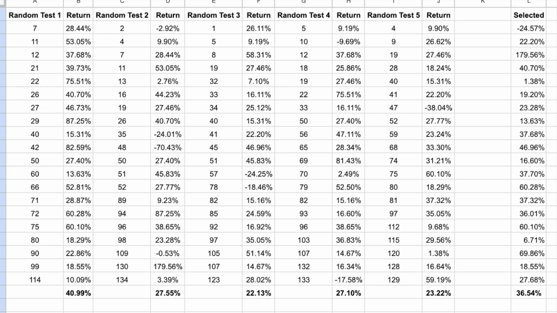The returns these random portfolios generated are as follows: 40.99%, 27.55%, 22.13%, 27.1%, and 23.22%. So we have one great return, 2 returns that are better than the S&P 500, and 2 more that are still pretty decent, however slightly lower than the S&P 500. These results support my assumptions that the investable universe is a primary driver of the strong returns the strategy has been able to attain. The ranking process has its merits as well, and theoretically should contribute to the overall alpha in the future.